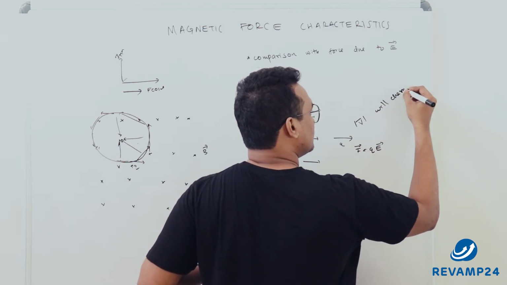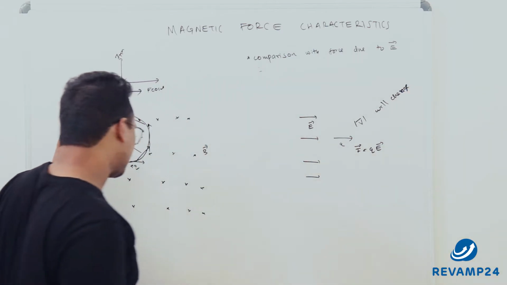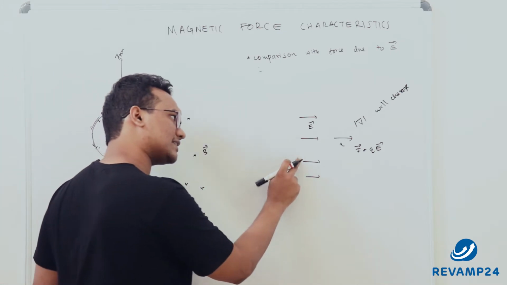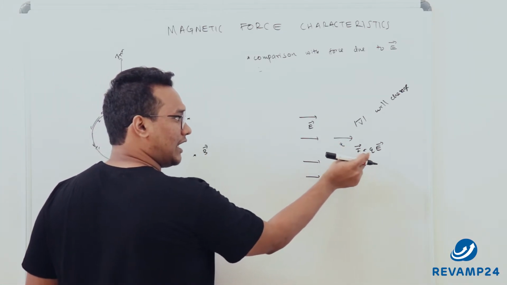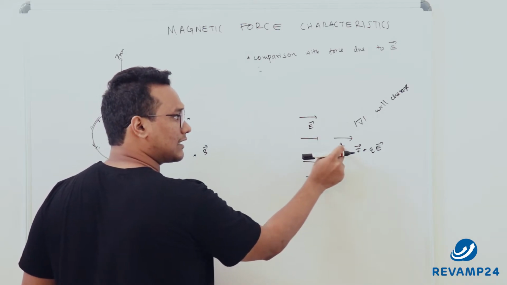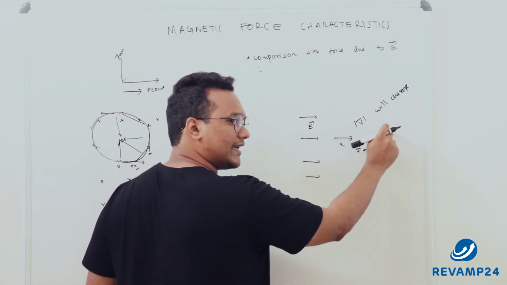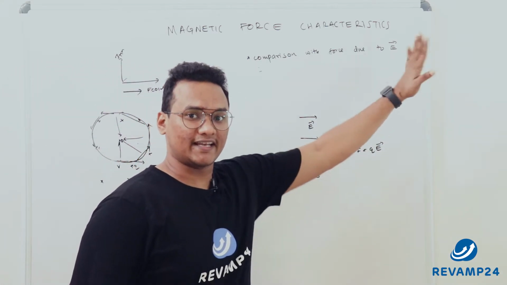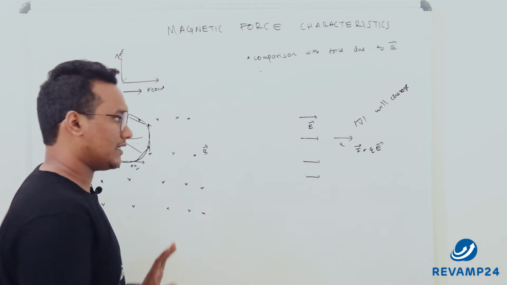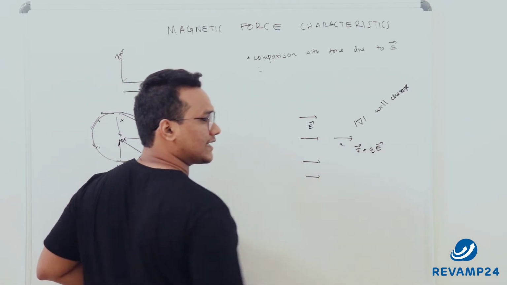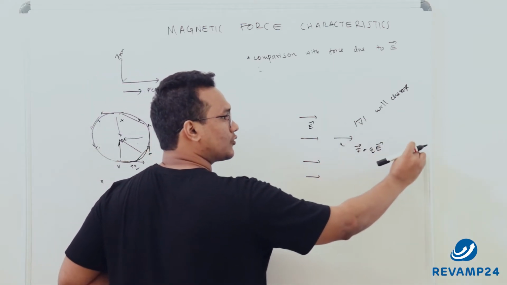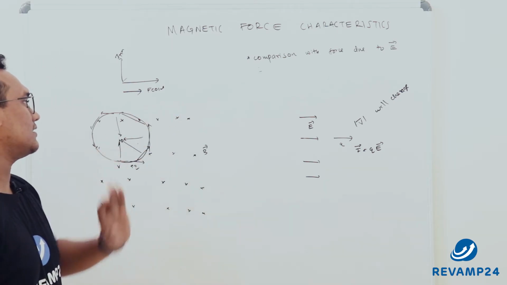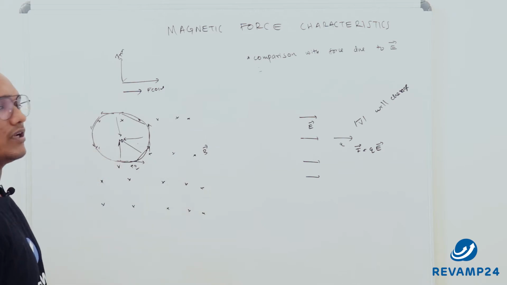So compare and learn. In the magnetic field case, the magnitude of velocity doesn't change, but the direction changes. But when a charge is kept in an electric field, the force will be along the direction of the electric field, and the magnitude of velocity will keep on increasing. Here, in the magnetic case, the magnitude of velocity doesn't change, but the direction keeps on changing, and that gives a circular path.